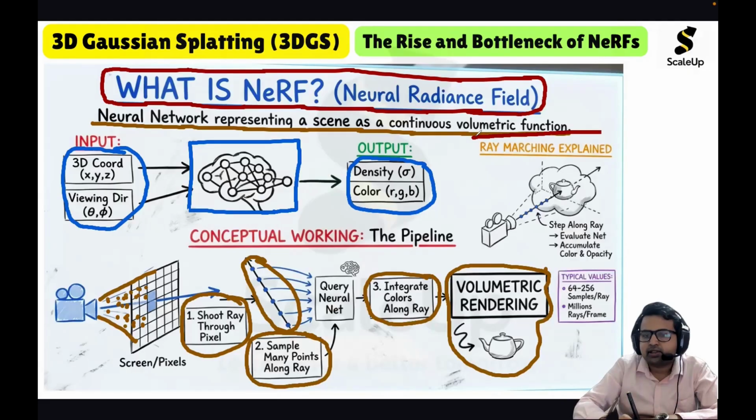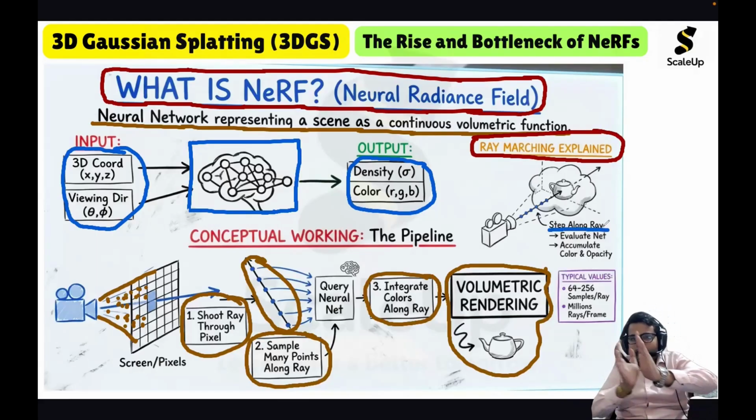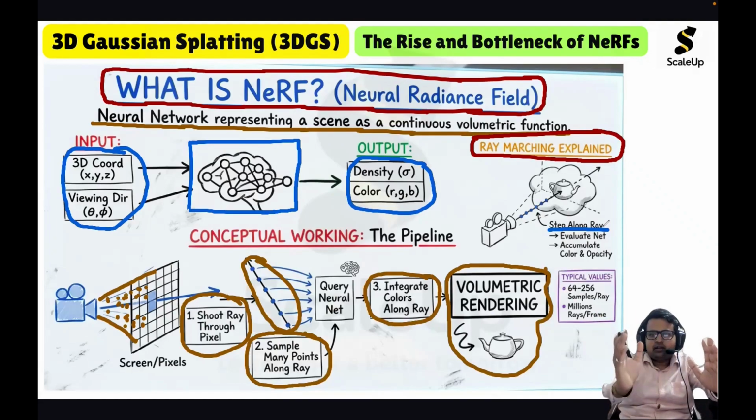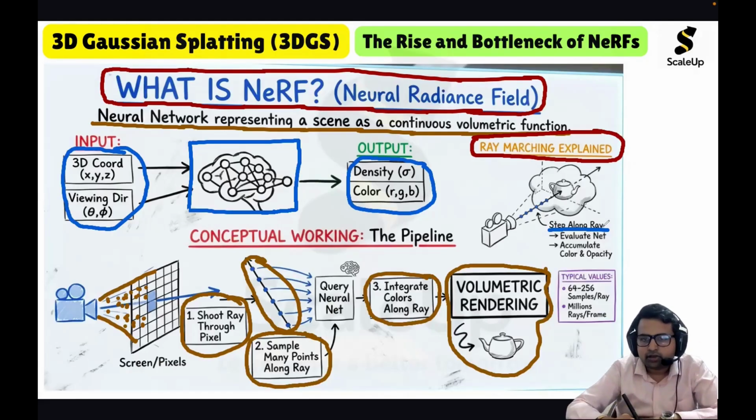Now in neural radiance field, ray marching plays a very important role. Ray marching means we will step along the ray, like we will keep on updating the ray. Like the camera is focusing at an angle, then we will render that, then we will change the angle, and keep on stepping the angle. So that is ray marching: step through space along a ray, evaluate the net, accumulate color and opacity.